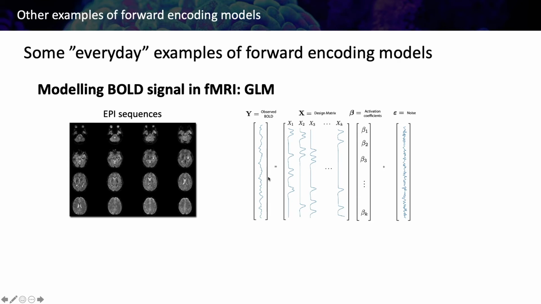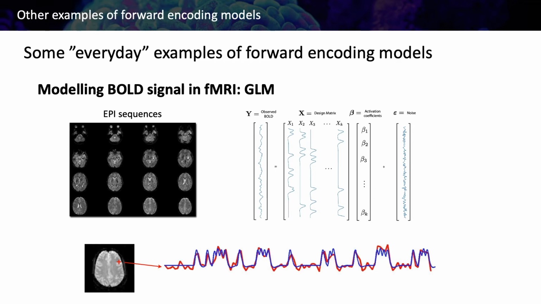You have some fMRI data that is recorded in these EPI sequences, and then what you have are your features, which are your experimental manipulations that you will be using as regressors, and then what you want to calculate is the beta parameters. So in the end, you want to build a model that is able to predict BOLD signal modulations in the time series. Here in red we have the actual signal, and blue is the model predictions.